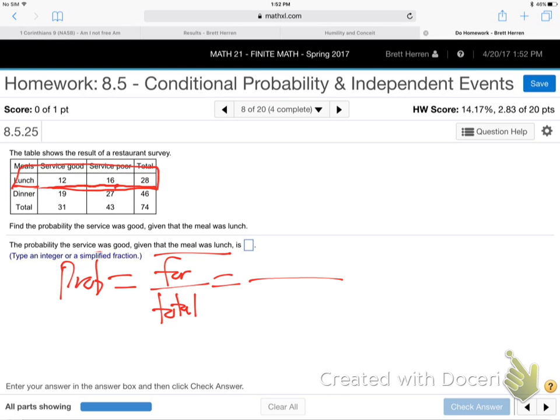What's the total people that came in for lunch? 28, right? And what's the probability the service was good? If you grab somebody who had lunch there, what's the chance it's going to be somebody that thought the service was good? 12 out of 28. And then you can reduce that, divide top and bottom by 4. 3 sevens. Does that make sense what I did there?